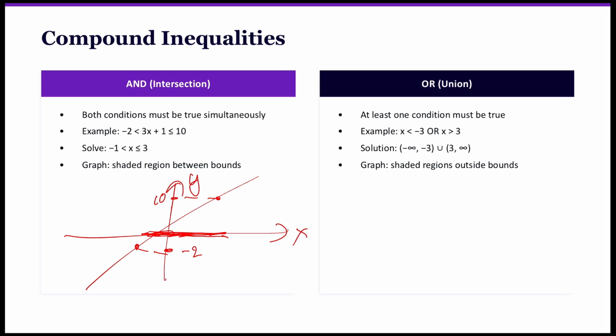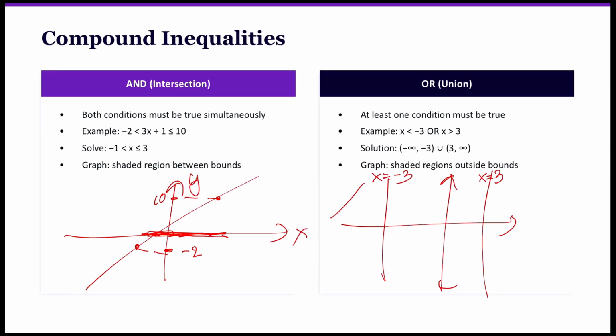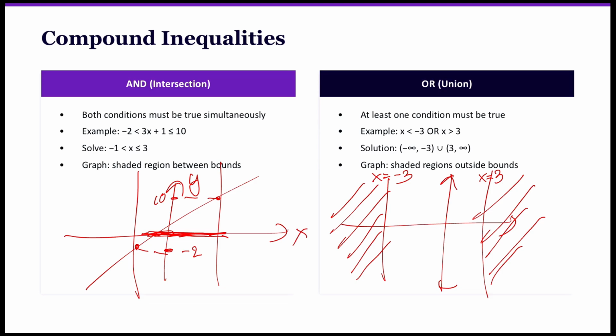For that, if that's your condition, then the way you would graph it is you draw x is equal to 3, and this is x is equal to negative 3, and then this region and this region, those are your solutions. Whereas over here, when you have an and inequality, it's the region between these. That's your solution.